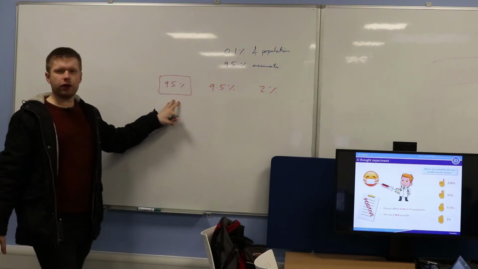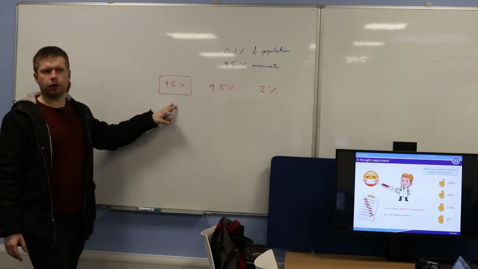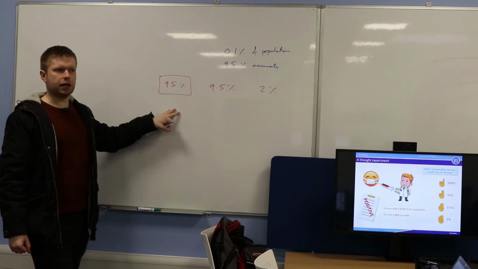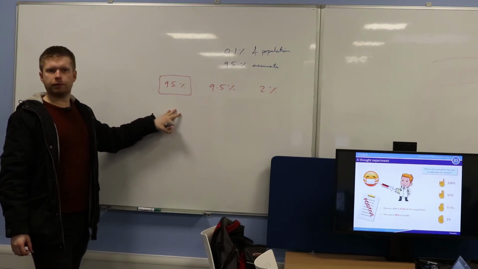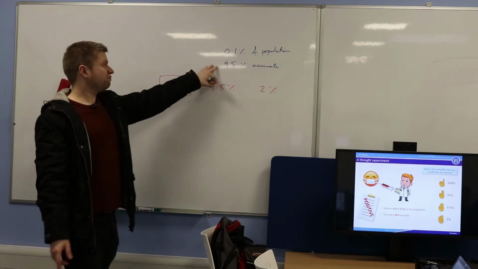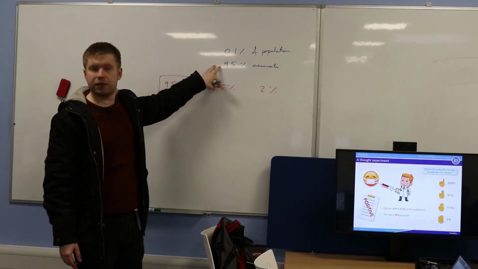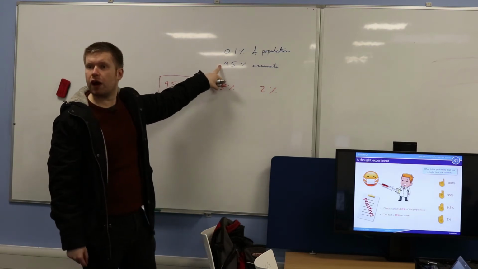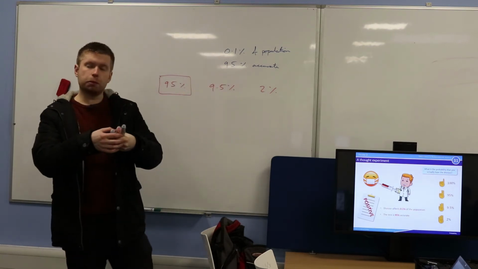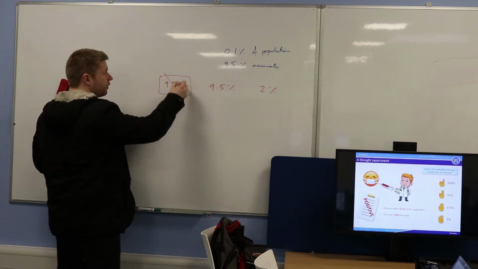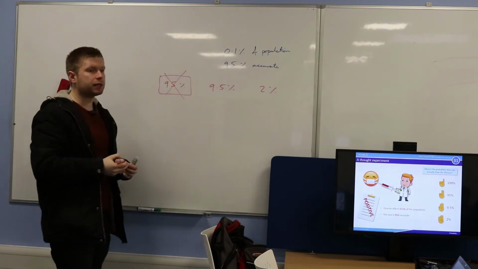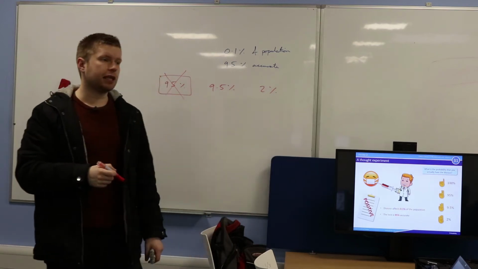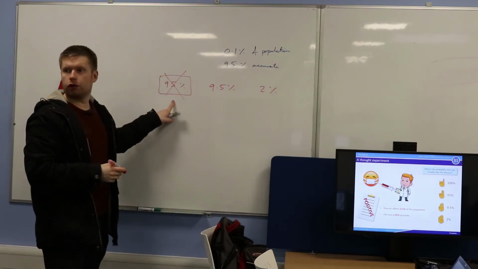Now, a lot of people went for 95%. Why do they go for 95%? Anybody want to suggest why you went for 95%? Absolutely. The test is 95% accurate. And actually, when I first looked at this problem, I thought it was 95% as well, okay? Now, I'll give you a spoiler. It's not 95%. Just because the test is 95% accurate, that does not mean that you have a 95% chance that you've got the disease, okay?